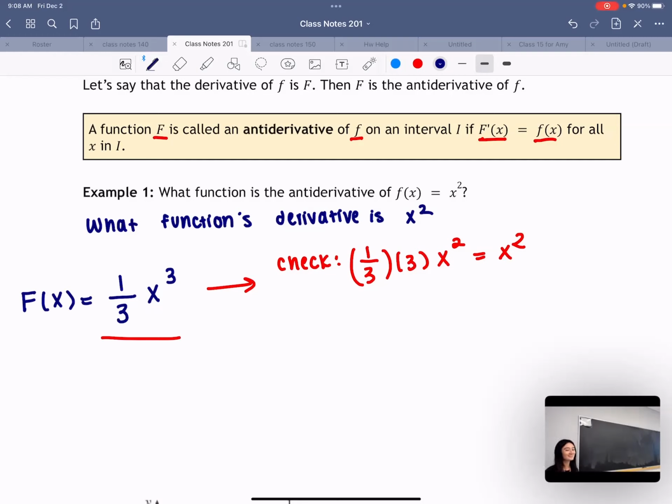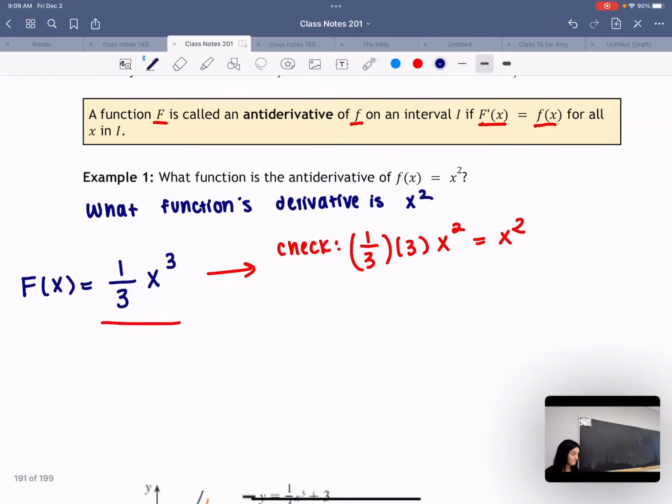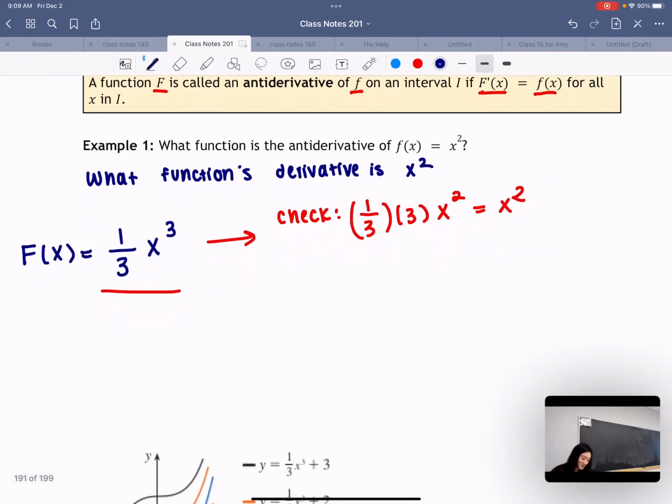Ooh, okay, so you're wondering about the plus c. I think a lot of people have heard about that. Let's talk about that. Can someone give me another function whose derivative is x squared? 1/3 x cubed plus 1, right?